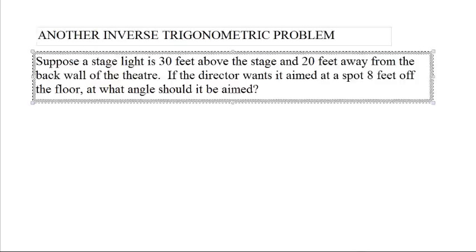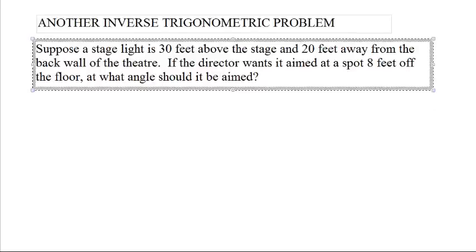Okay, here's another inverse trigonometric problem. Suppose a stage light is 30 feet above the stage and 20 feet away from the back wall of the theater. If the director wants it aimed at a spot 8 feet off the floor, at what angle should it be aimed? Now I admit I'm probably going to show a lot of ignorance about theater in this problem, but here's how I envision it.